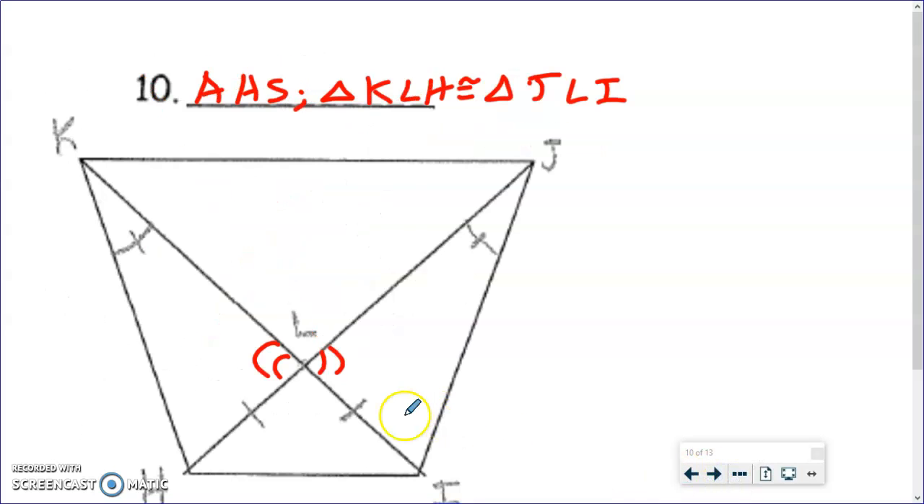We skip number 9. Number 10, here's vertical angles again. They give us 2 pieces of information, an angle and a side. And then we had to see the third piece, and the third piece is this vertical angle. So therefore it's angle, angle, side, or again, could be side, angle, angle, but not the side in between the 2 angles. So, all right.